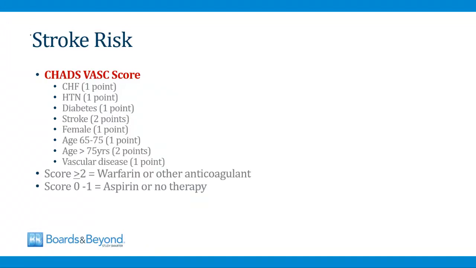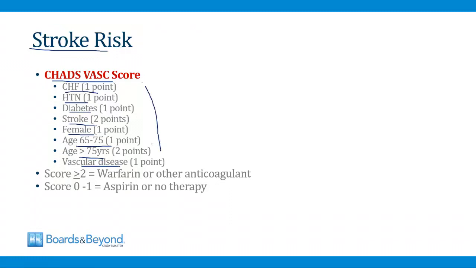So in order to determine the appropriate regimen to reduce the risk of stroke in patients who have atrial fibrillation, you first need to determine the patient's stroke risk. And this is done using the CHADS-VAS score. The CHADS-VAS score is a point system. Patients with a history of heart failure get a point. The same is true for patients with a history of hypertension or diabetes. History of a stroke is 2 points, female gender is 1 point, age 65 to 75 is 1 point, and age over 75 is 2 points, and vascular disease is 1 point. This would be things like peripheral vascular disease or carotid artery disease.